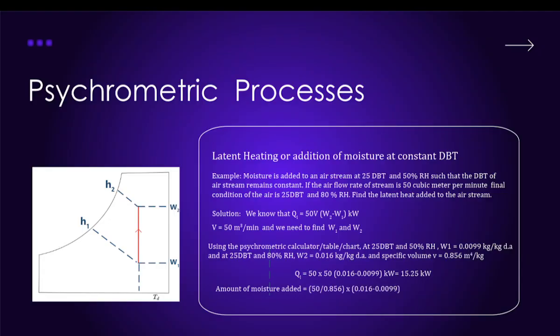And the amount of water added also can be found here. Mass of air supply will be volume flow rate divided by the specific volume. So it will be 50 divided by 0.856 times (0.016 minus 0.0099). So 0.356 kilogram per minute. And it comes out to be 21.378 kilogram per hour.